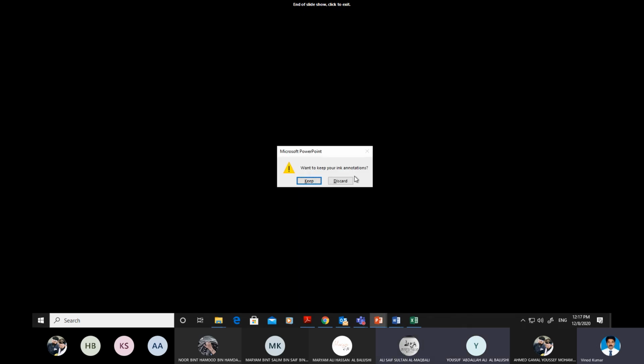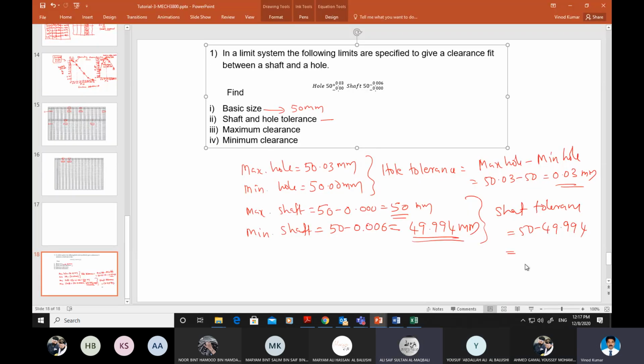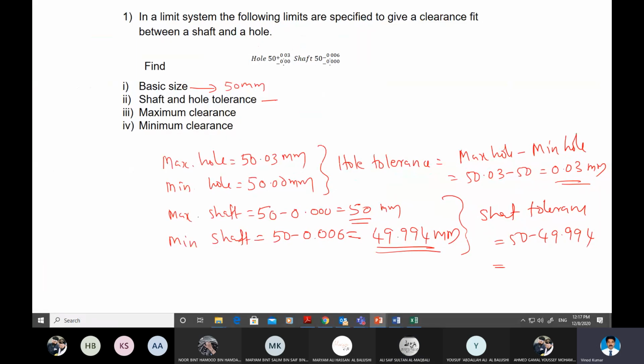Why is it suddenly getting stopped? I don't know, doctor. Doctor, can you see something now? No, doctor, even I cannot see what is happening. Okay, now yes, again I have written here the values.